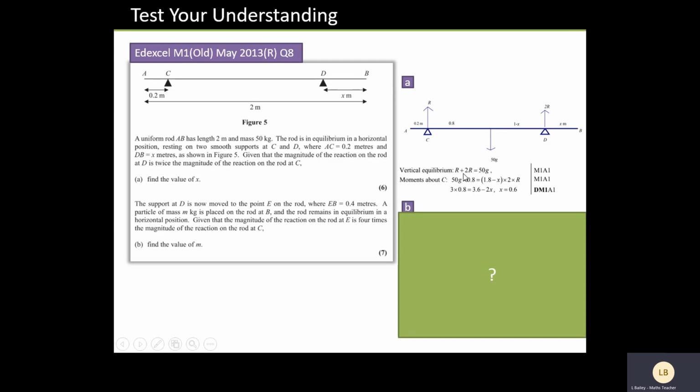From part 1, I can solve to find out what R is. I can substitute my value of R into this for part 2, and from that I can work out what my distance of X is.